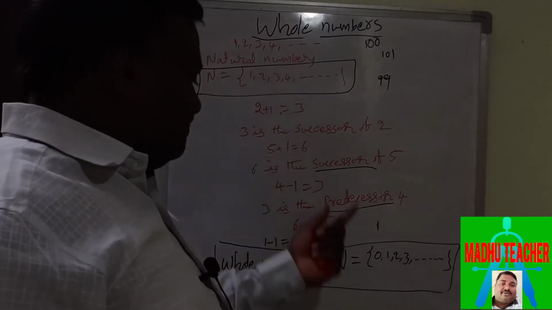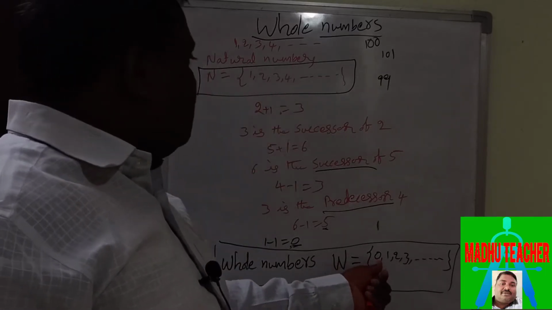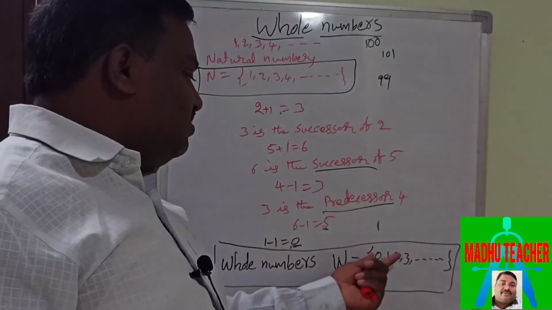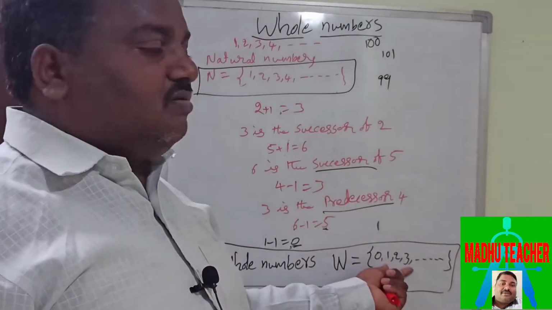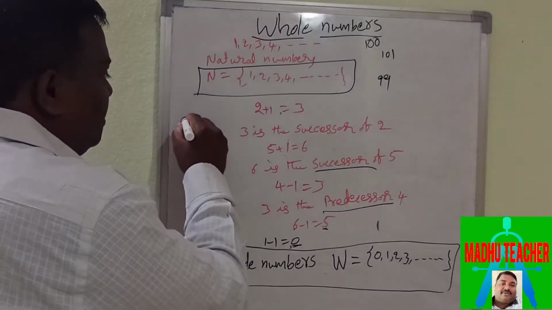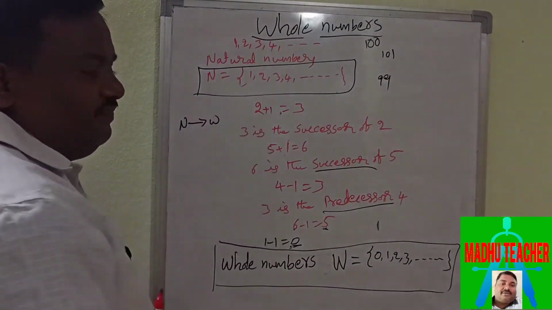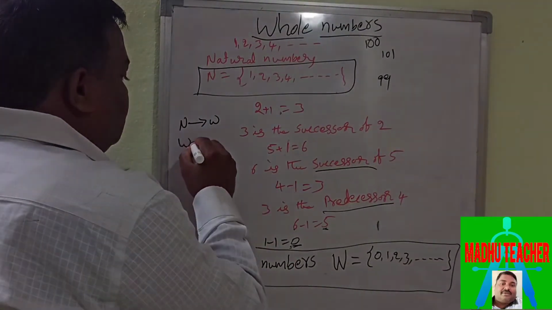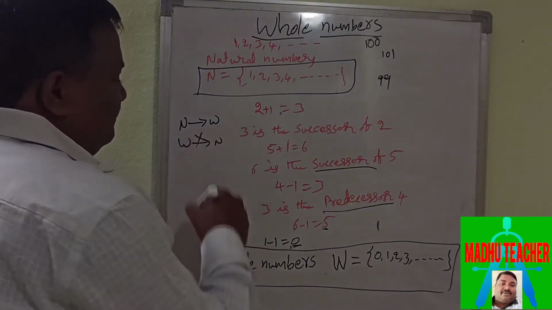Let us see the reverse. 0 is in the whole numbers but not in the natural numbers. So we can conclude that all natural numbers are whole numbers, but not all whole numbers are natural numbers.